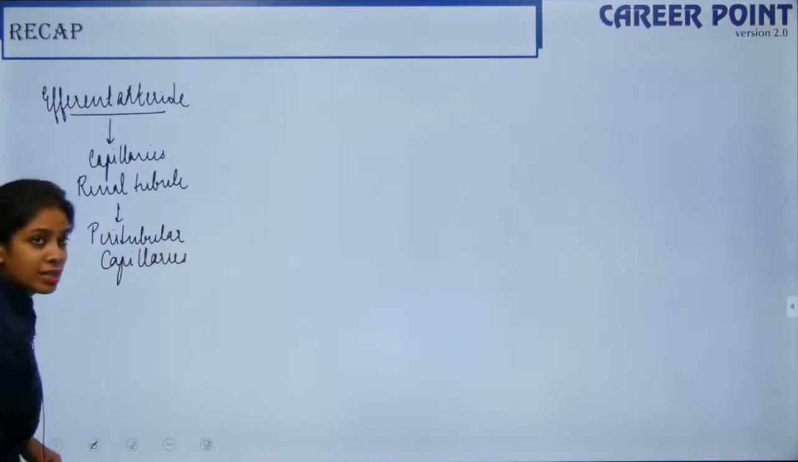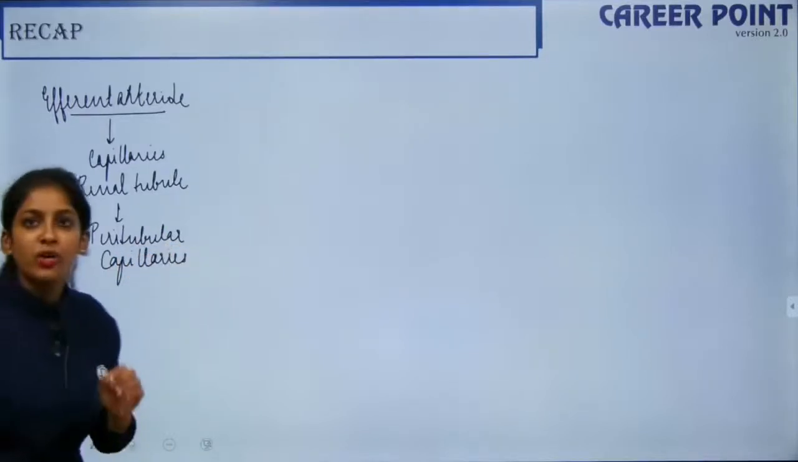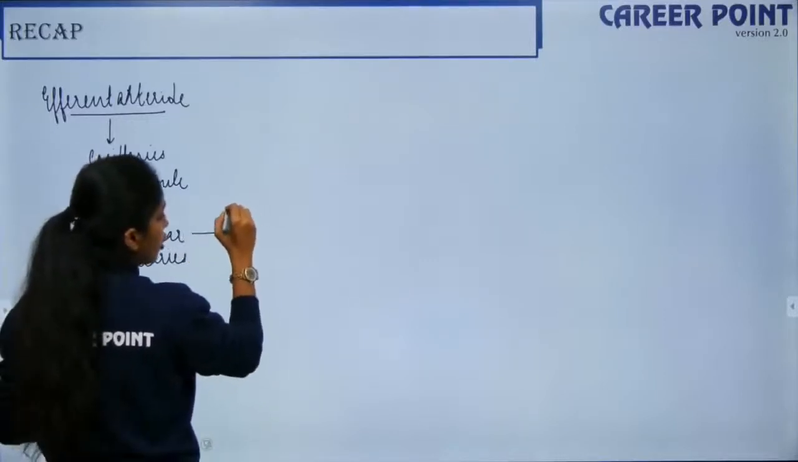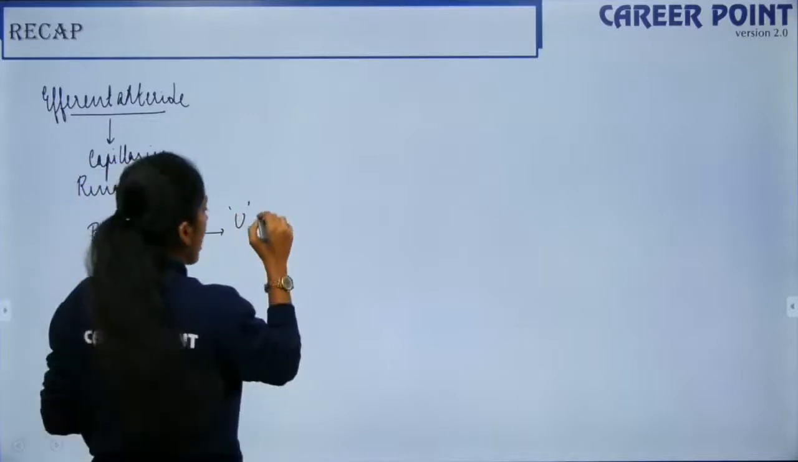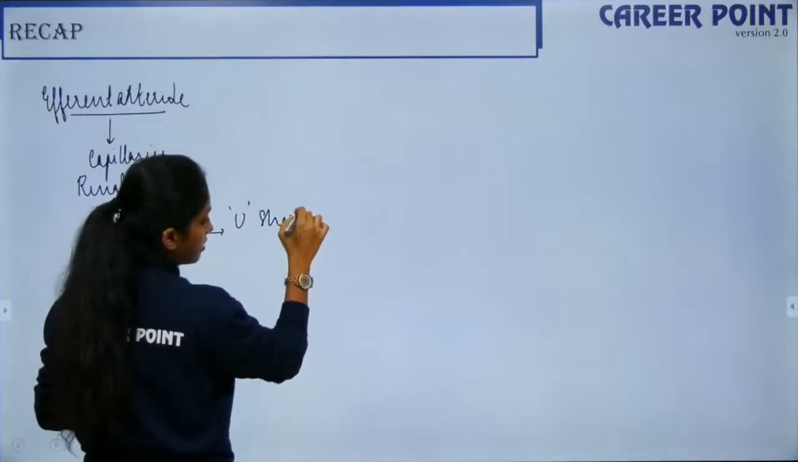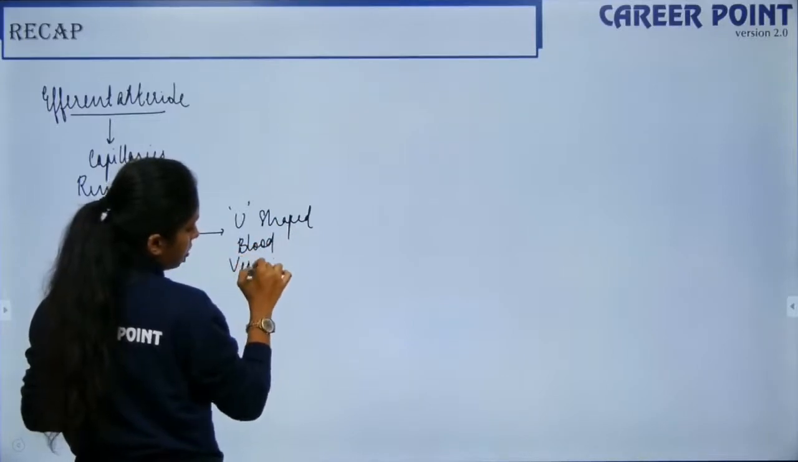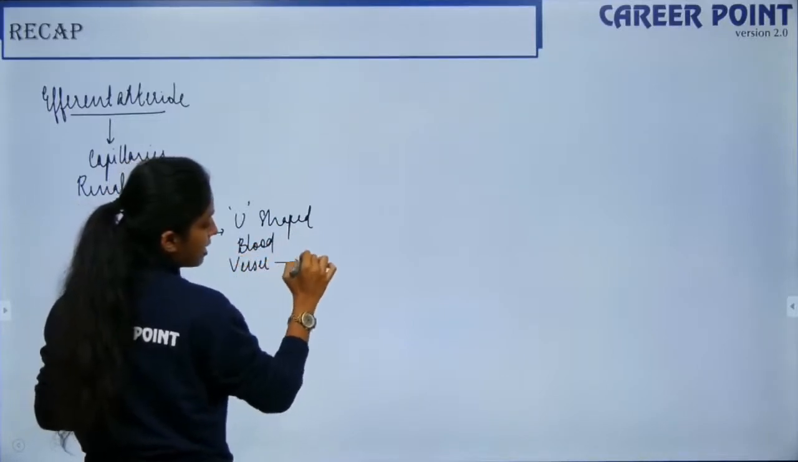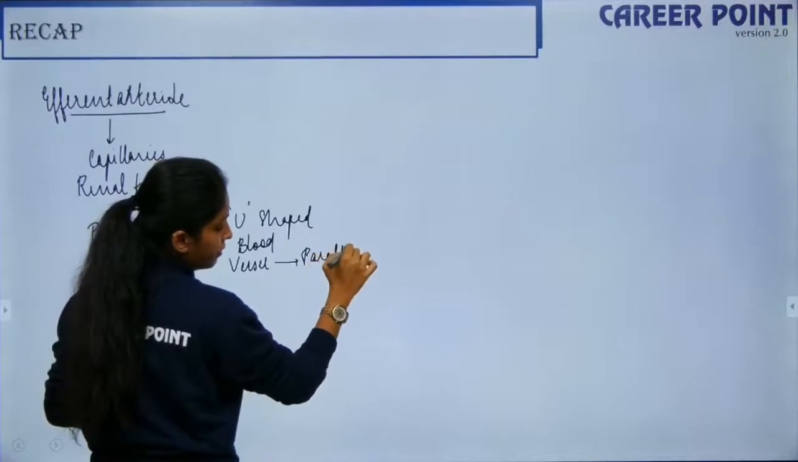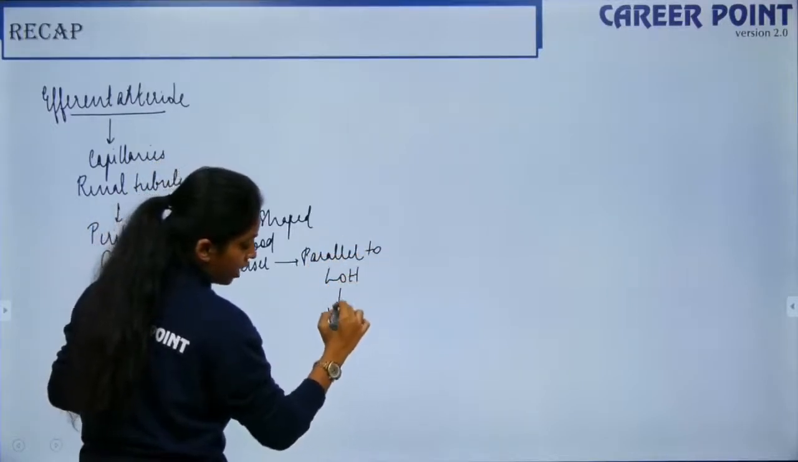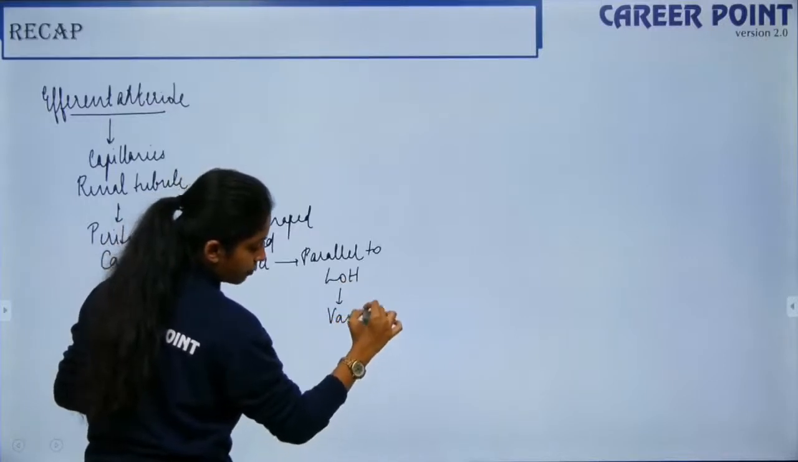Among these capillaries is a minute U-shaped blood vessel that runs parallel to your loop of Henle. You have a U-shaped blood vessel, and this is known as the vasa recta.